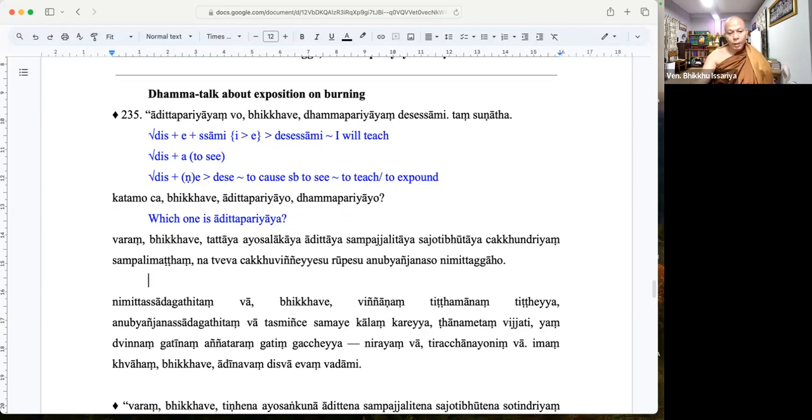Okay, so now we will analyze. So here, waran and the jakondriya. Okay, waran jakondriya. So that jakondriya is modified by the sambali matan. Okay, sambali matan. And the sambali matan is connected with the here dittapariya, ayosalakaya, adhidaya, sambijali daya, sajodi budaya, sambali matan, jakondriya waran. So this is two lines, actually.